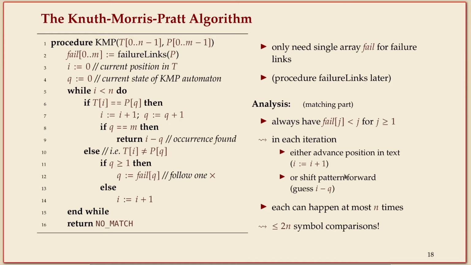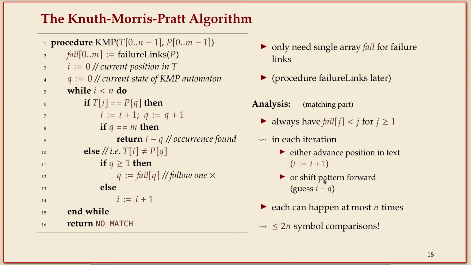And if that doesn't happen, then we shift the pattern forward in this example picture, the red part. Or in other words, we move back in the automaton, but that kind of moves us forward too, just not in i, but in the imaginary position of the guess. And it's important for that the failure link always goes strictly one step back at least. So it's strictly less than j for every state.